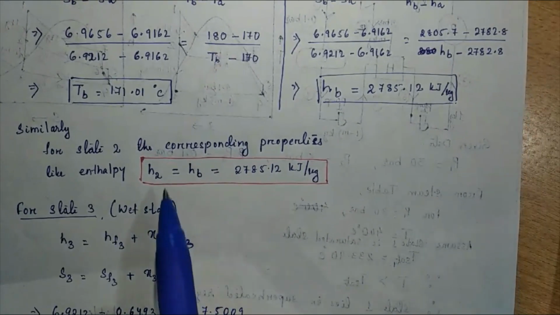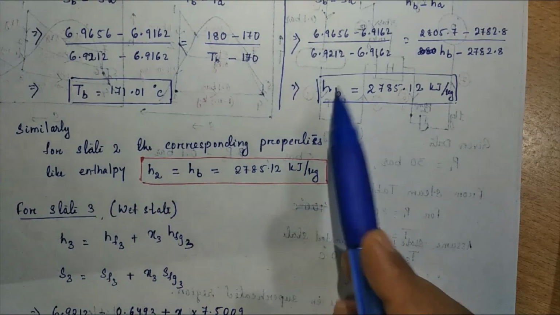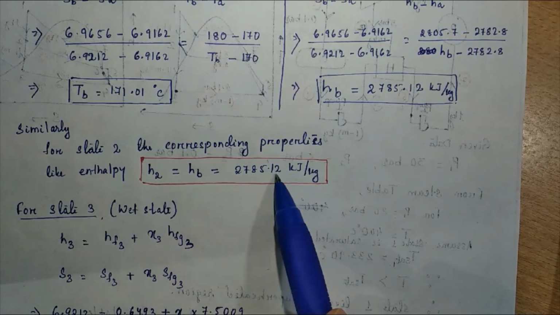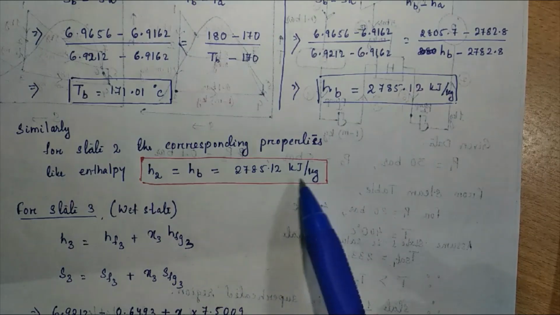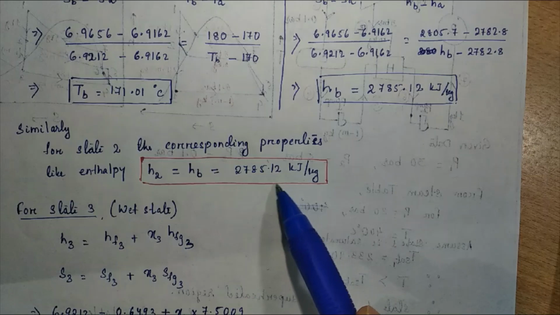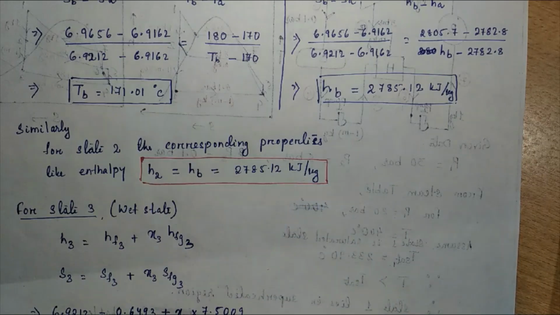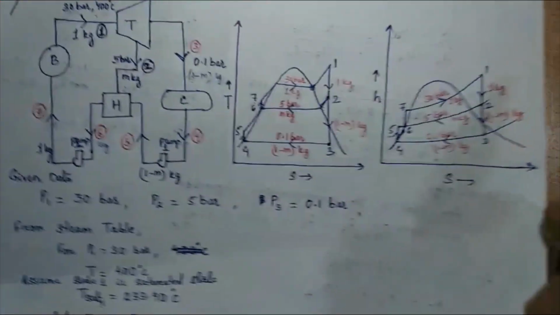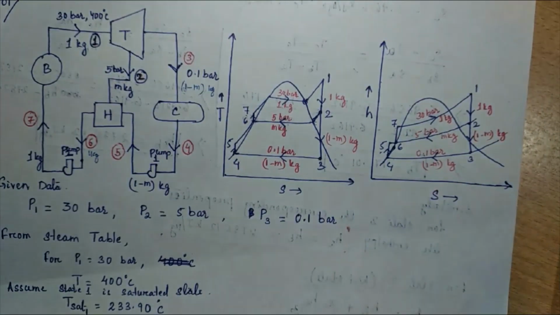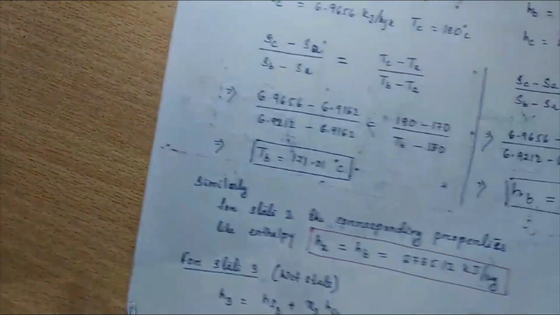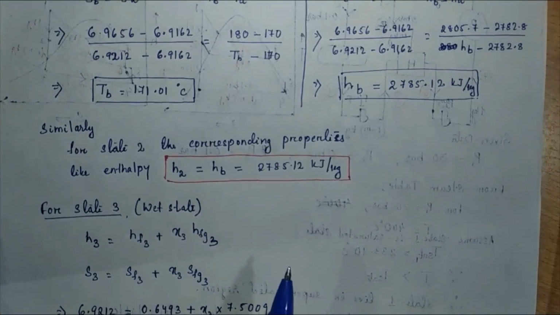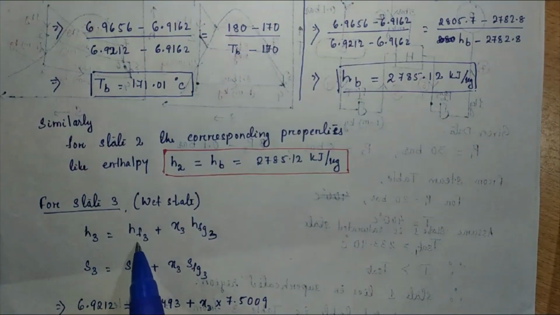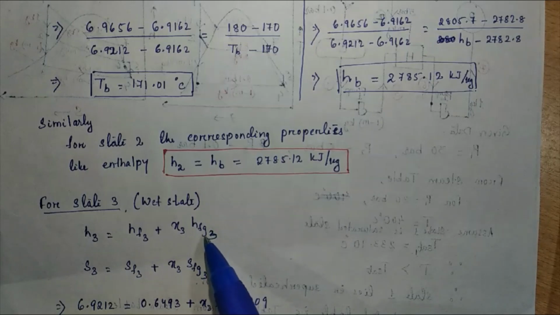So H2 is equal to HB now. So H2 equal to 2785.12. This I have to find out. So for state 1, for state 2 enthalpy is over. Now for state 3. Now state 3 lies in the wet region. So as it lies in the wet region, the properties are expressed as H3 equal to HF3 plus X3 HFG3 and S3 equal to SF3 plus X3 SFG3.